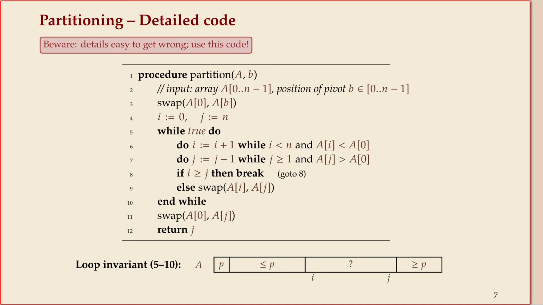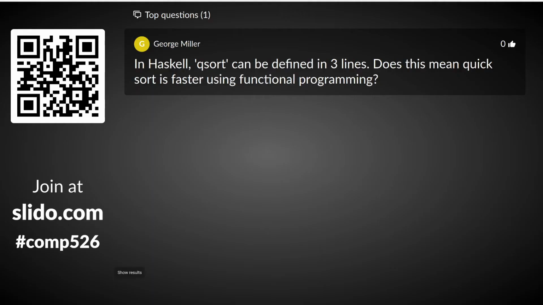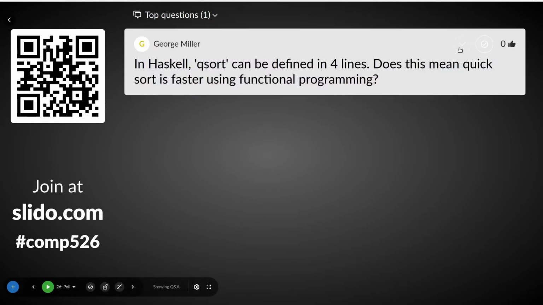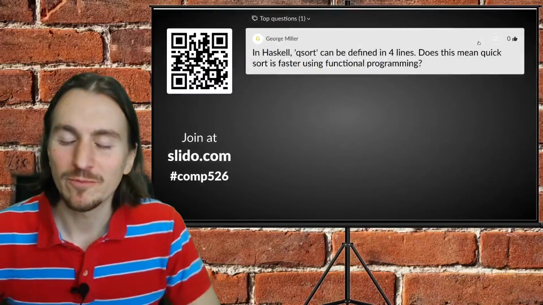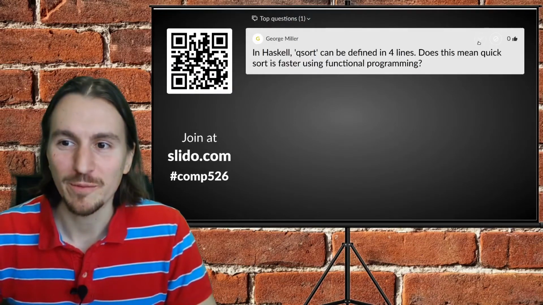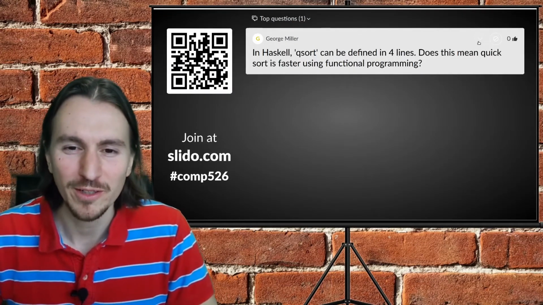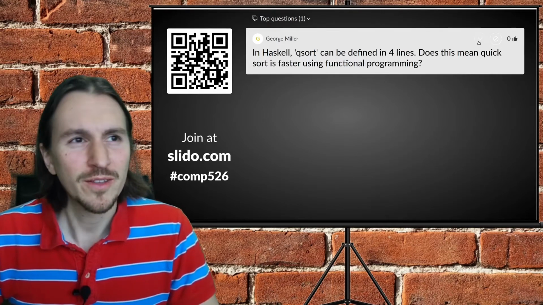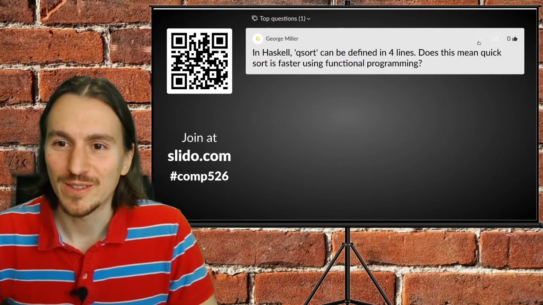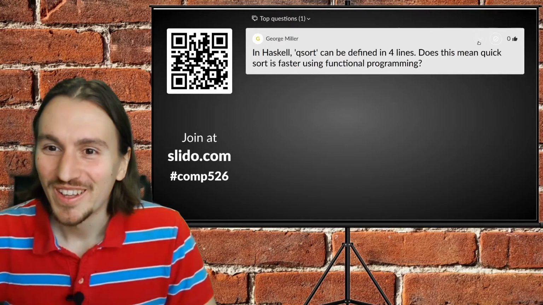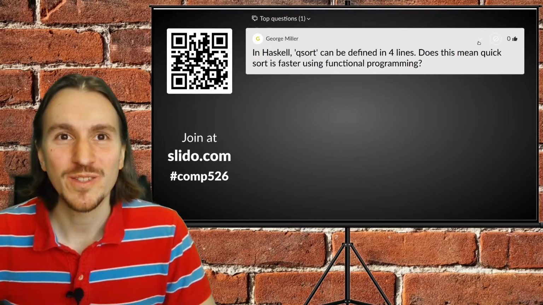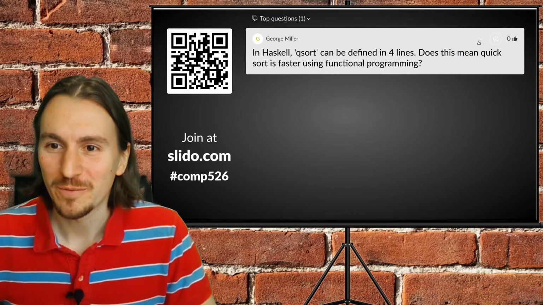There was a question on Slido. This is an interesting remark. Let me flag the question. It's true that you can very easily write very short code in functional programming languages for methods like Quicksort. I think the same is true, maybe not 3 lines. Oh, you changed it to 4 lines. I think the same is true for merge sort pretty much.